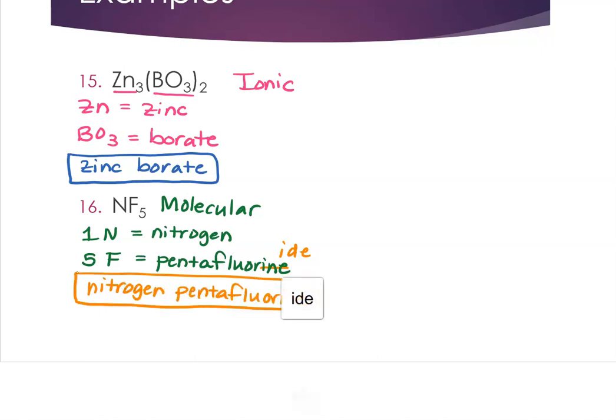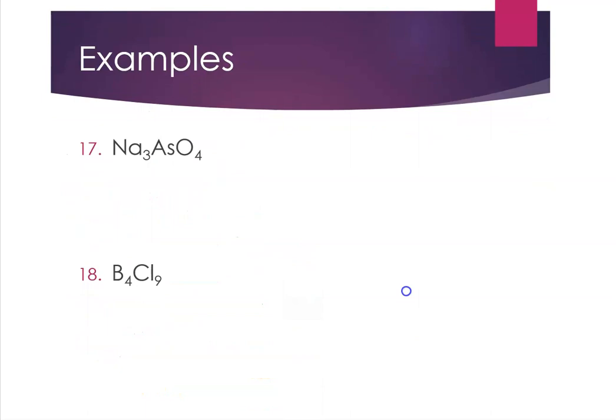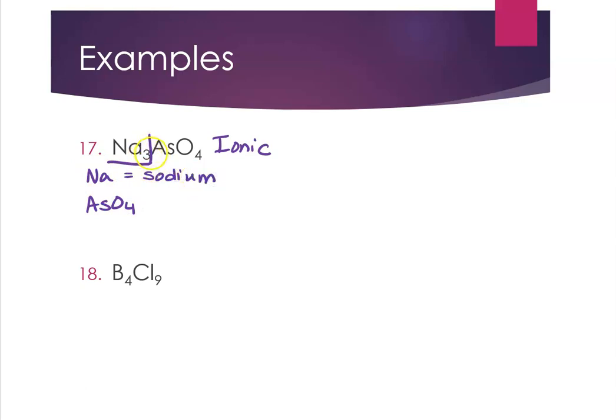All right, awesome sauce. Let's do some more. Na3AsO4. Na is not NH4, but Na is sodium, which is a metal, so this is ionic. I can also see here that there's 3 elements, so anytime I have more than 2 elements, it has to be ionic because one of them is polyatomic. So I just separate these. I have Na and I have AsO4. Na is sodium. Again, I don't care about this 3 here because it's ionic. And then AsO4, if I look at my formula sheet, is arsenate. So this is going to be sodium arsenate.